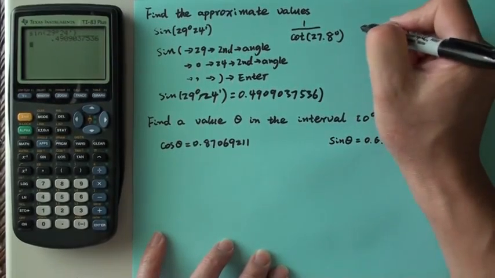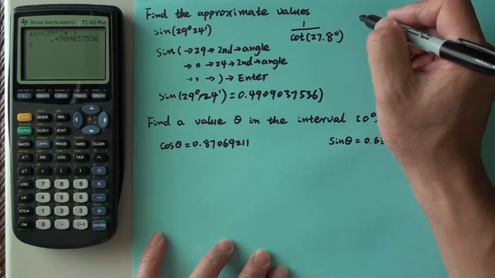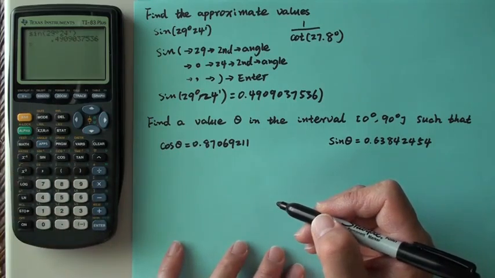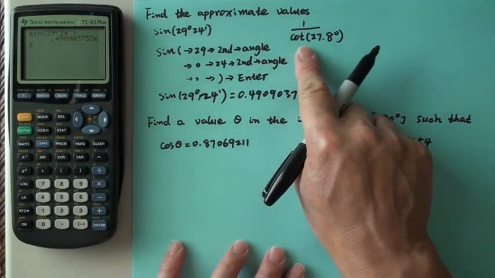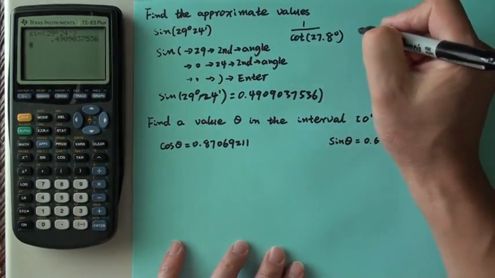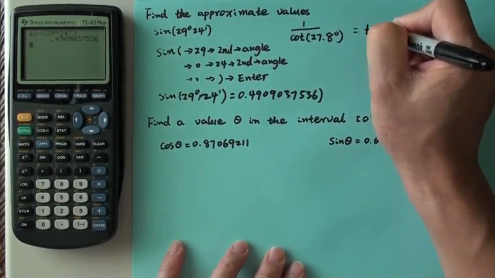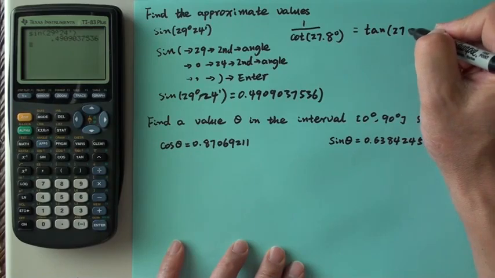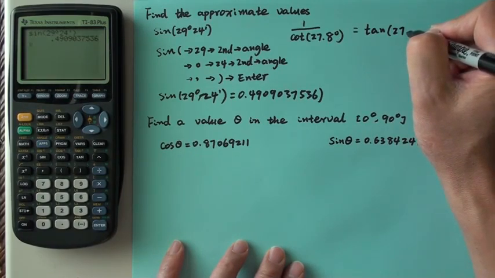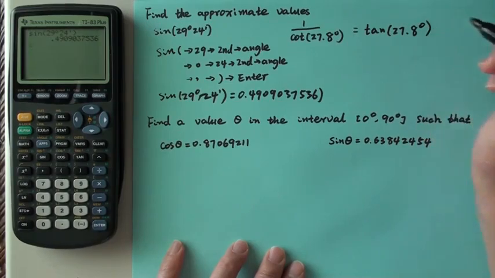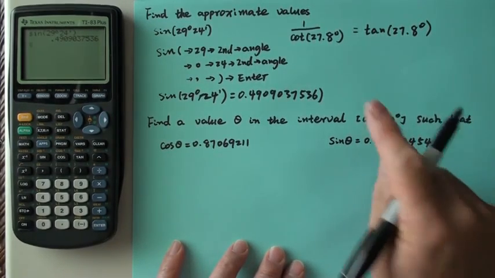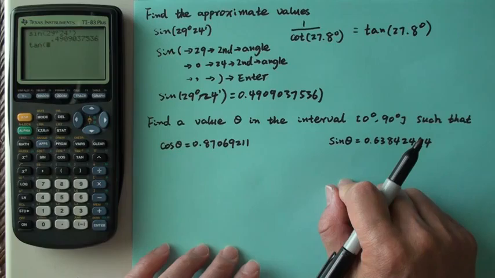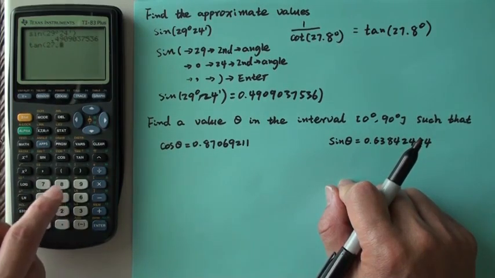For this one it is the same. In this calculator you do not have the cotangent. But cotangent is the reciprocal of tangent. So all you want to do is find cotangent 27.8 degrees. You want to know the relationship between those two. So for this one, you do tangent, and then 27.8.